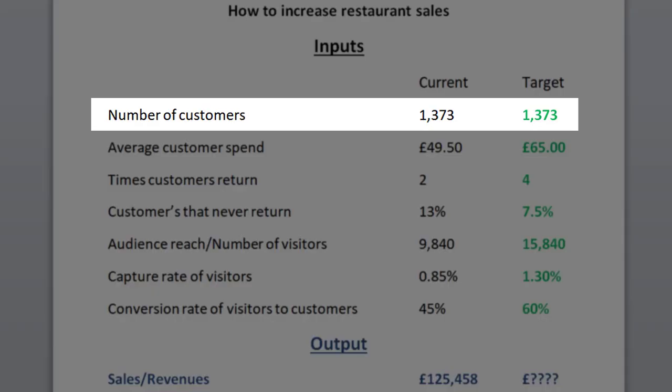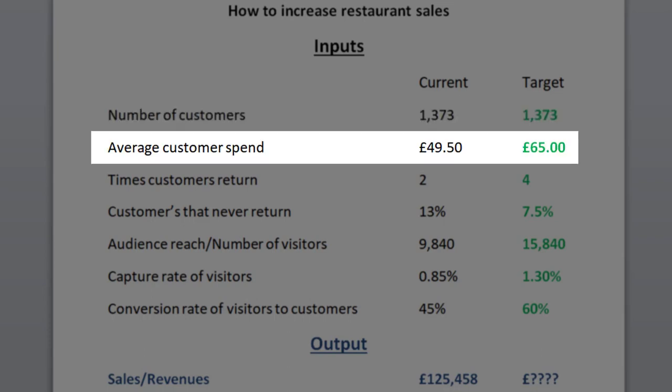So the first number we have is the number of customers, and of course that's going to be the same in both columns because that's our starting point. The next number though is a very important one, and that's the average customer spend. Currently our average customer spend is £49.50, but we're looking to target to increase that to £65. And there are various ways in which you can do that.